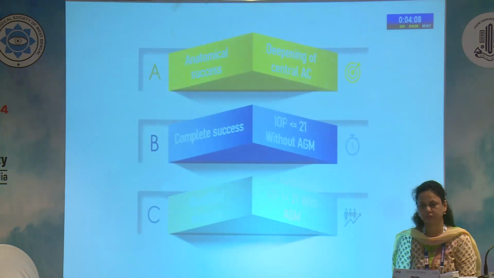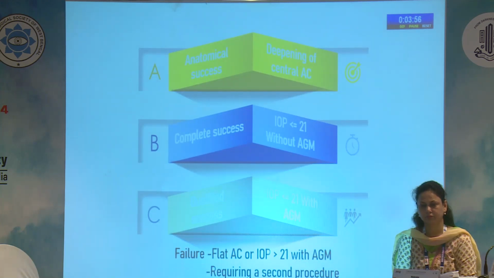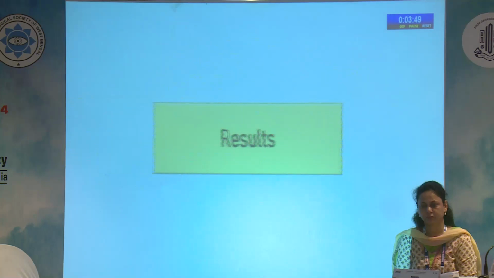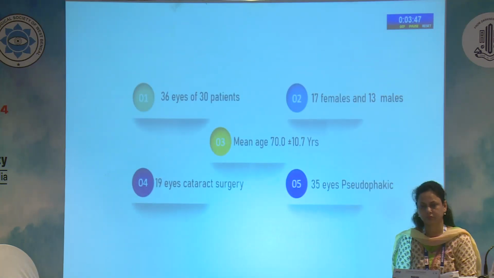The anatomical success was defined as deepening of the anterior chamber. Complete success is defined as IOP less than 21 without any anti-glaucoma medication. Qualified success is defined as IOP less than 21 with anti-glaucoma medication. And failure was defined as flat anterior chamber or IOP more than 21 with anti-glaucoma medication, or those patients requiring a second procedure. Coming to the results, 36 eyes of 30 patients were included.